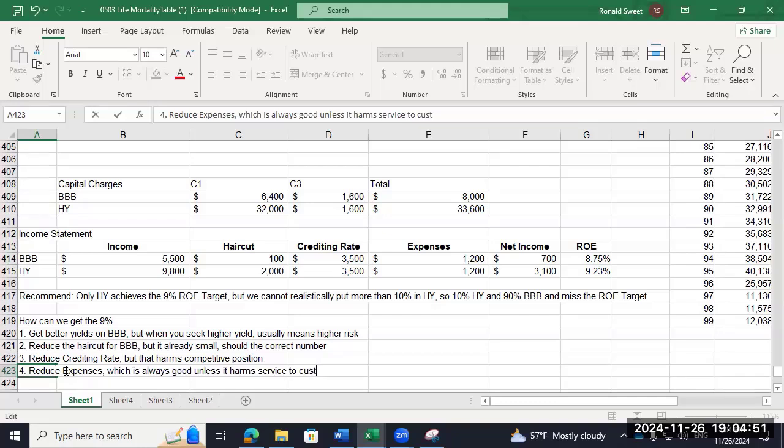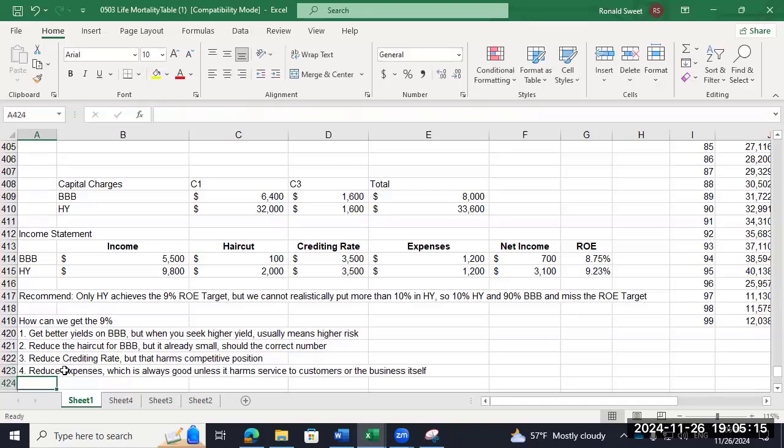customers, or something else. I forget how I put it in the notes, but if you can cut expenses unless it harms your customers or the business itself. If you need those expenditures, yeah, but you don't say, hey, we're wasting a lot of money here and we're not making ROE, let's cut those expenses. No, you should cut the expenses even if you're making your ROE target. Anytime you can be more efficient, you definitely want to do it.